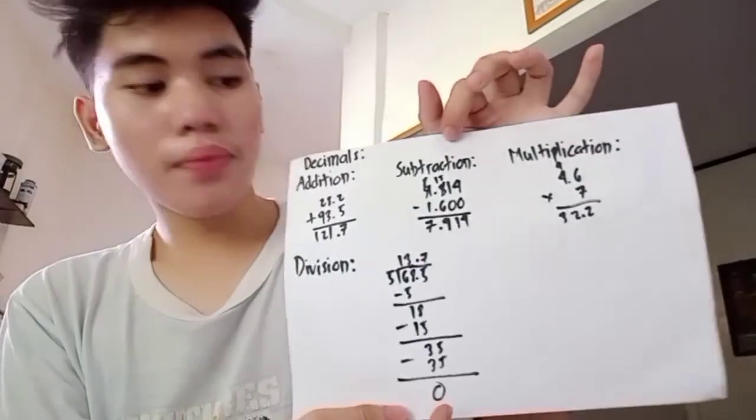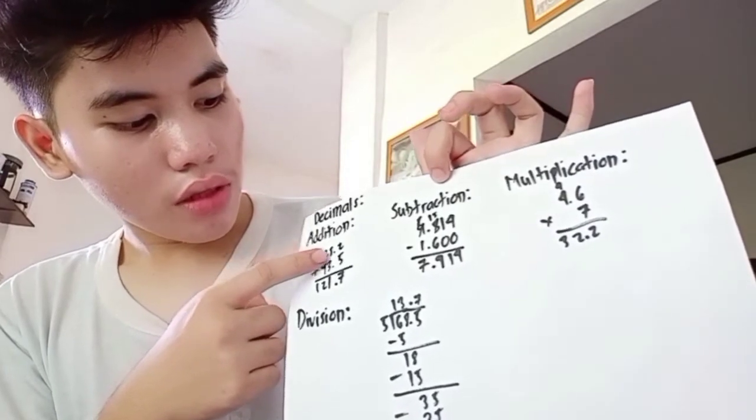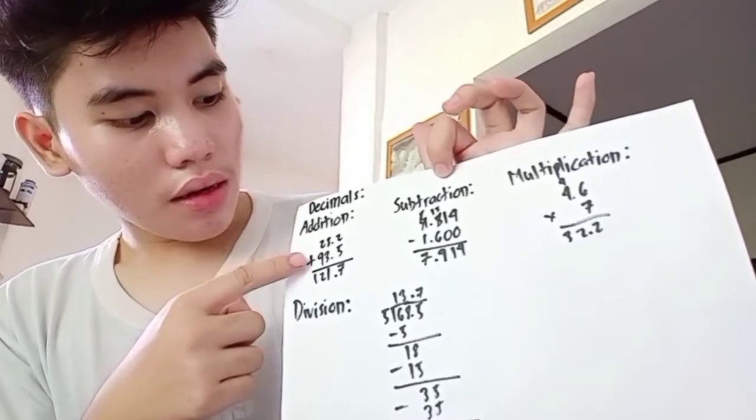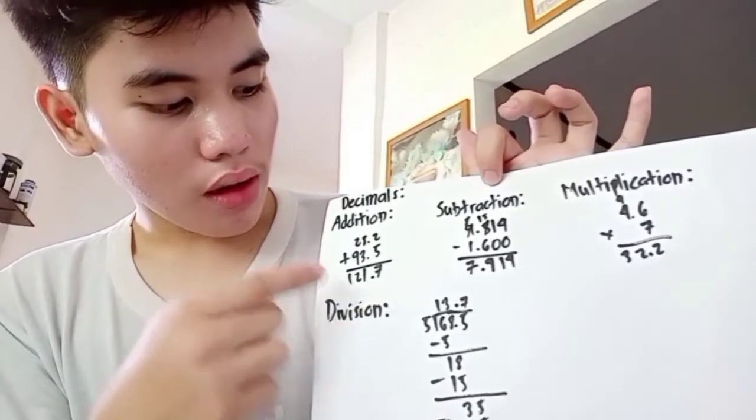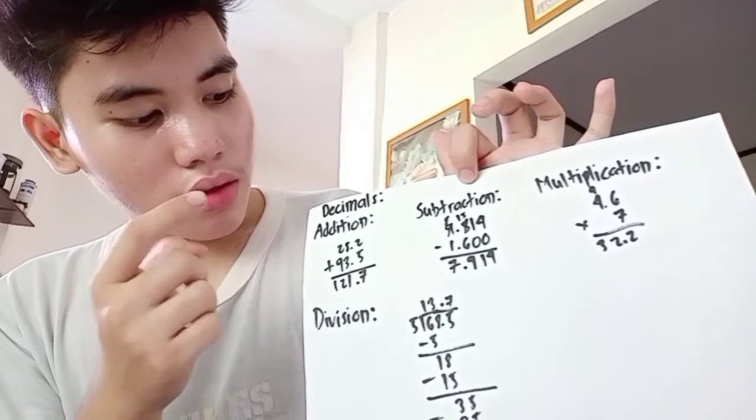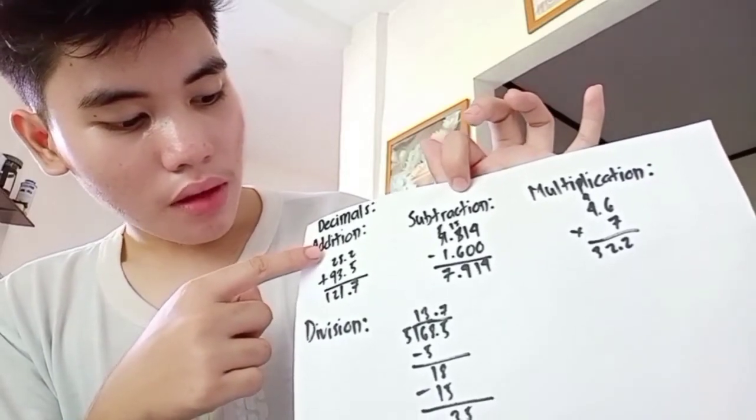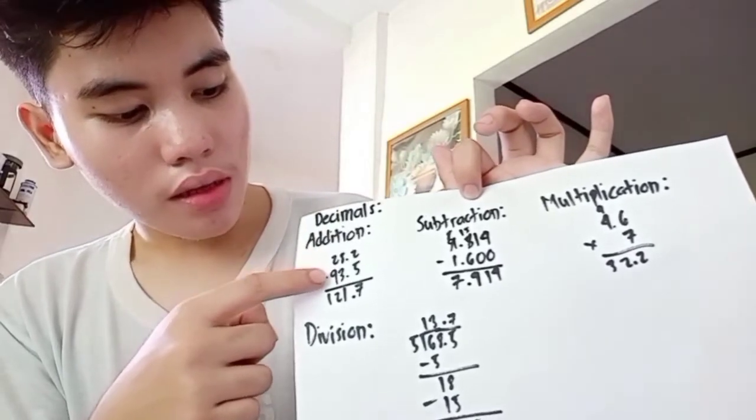So our first example is 28.2 plus 93.5. We will add 2 plus 5 is equal to 7, and 8 plus 3 is equal to 11. Put the 1 here now, and then 1 plus 2 is equal to 3, plus 9 is equal to 12.